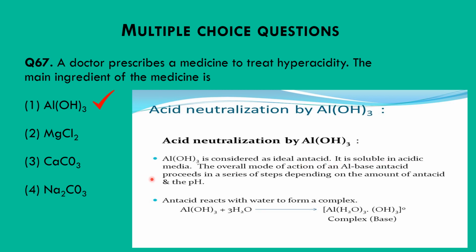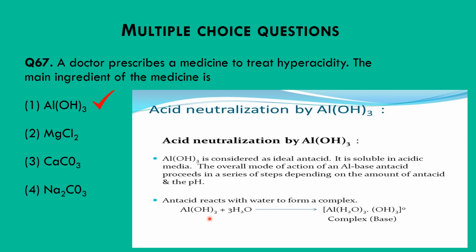It is soluble in acidic media. It will be soluble in hydrochloric acid. The overall mode of action of an aluminum-based antacid proceeds in a series of steps depending on the amount of antacid and the pH. It depends upon how much antacid there is, and also upon the pH of the hydrochloric acid in your stomach.